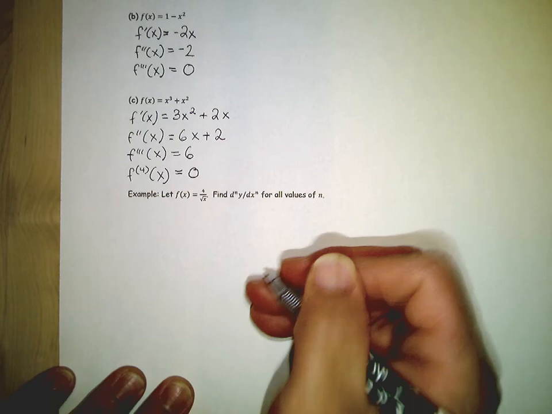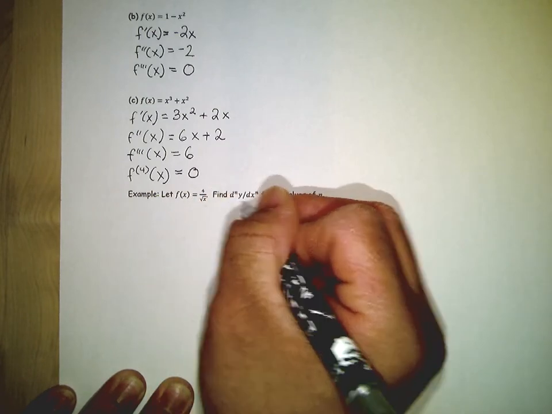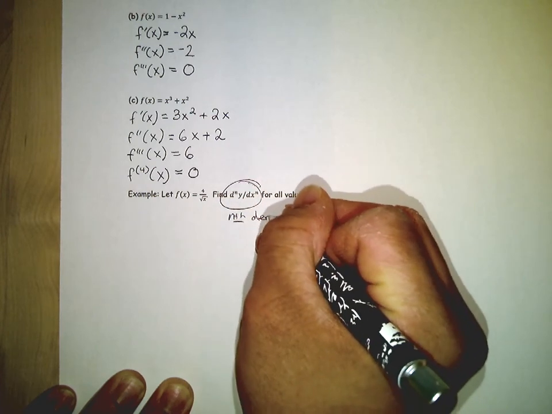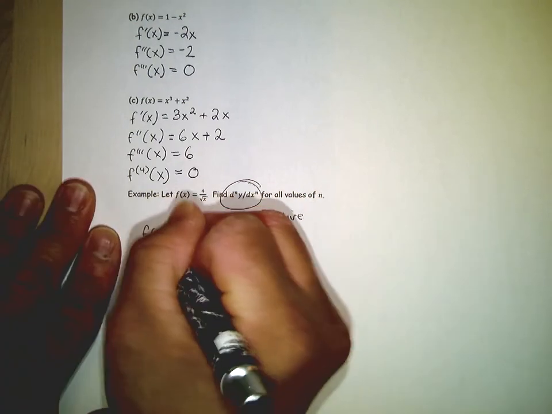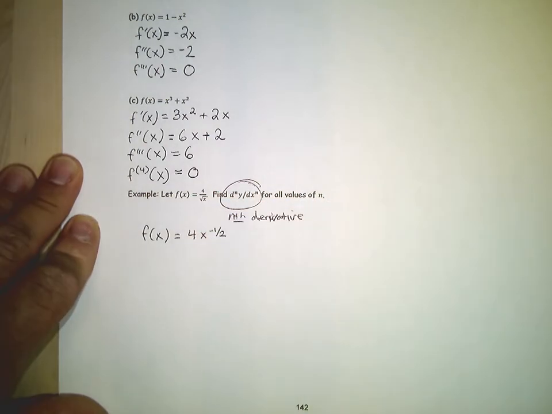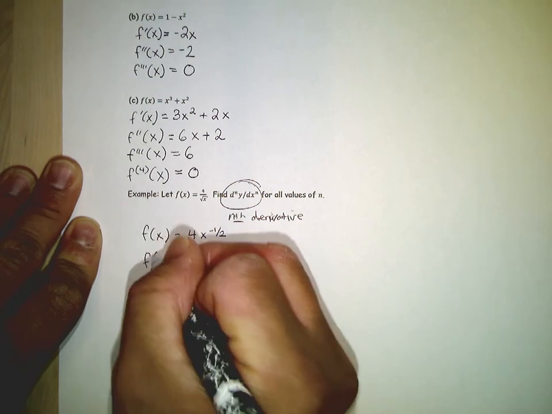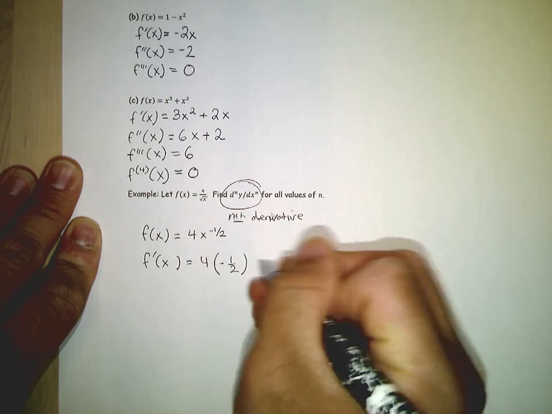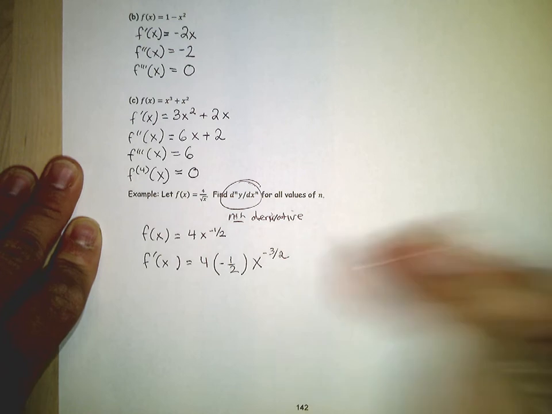All right, so here is an example. Let f of x be 4 over the square root of x. Find the nth derivative for all values of n. So f of x will be 4x to the negative 1/2 power. Now the first derivative will be 4 times negative 1/2 x to the negative 3/2 power.